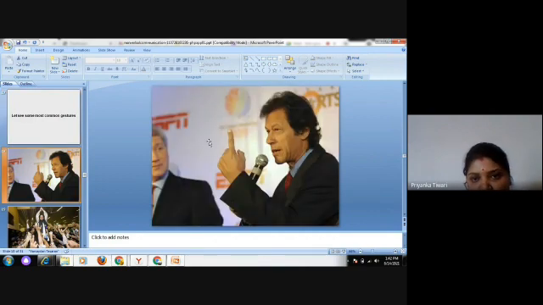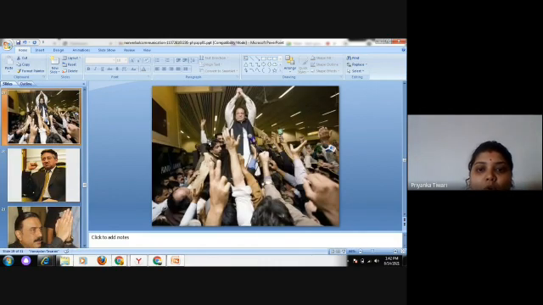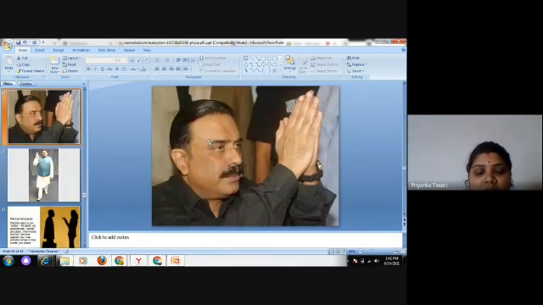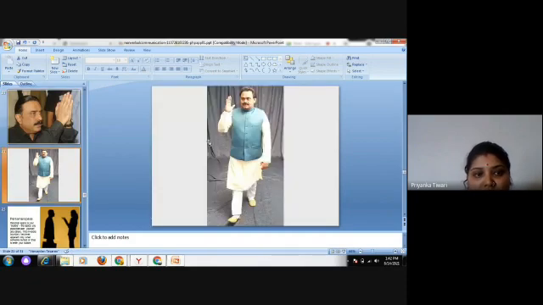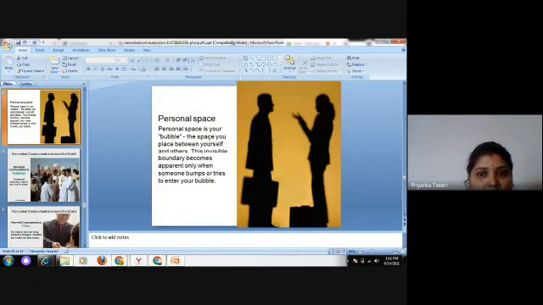And this is a gesture. Different people have different gestures, different styles, different attitudes, and different perceptions. So these are some of the different gestures.